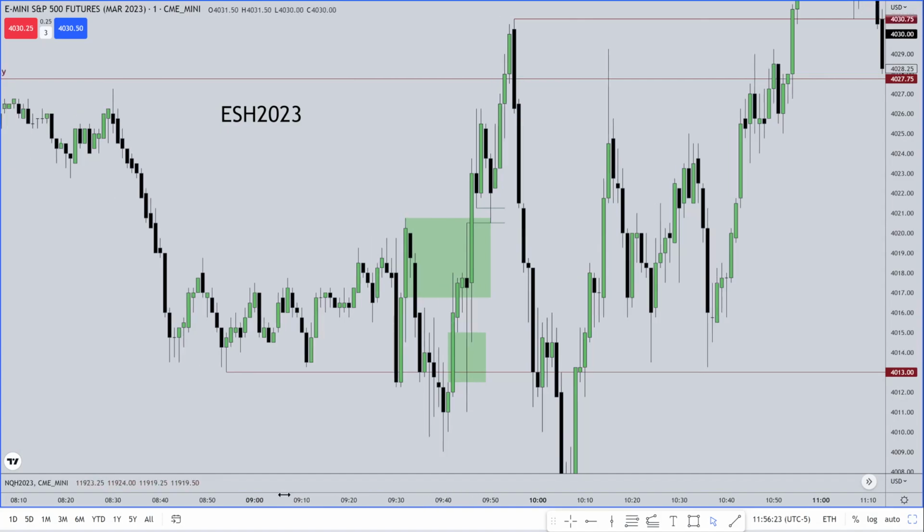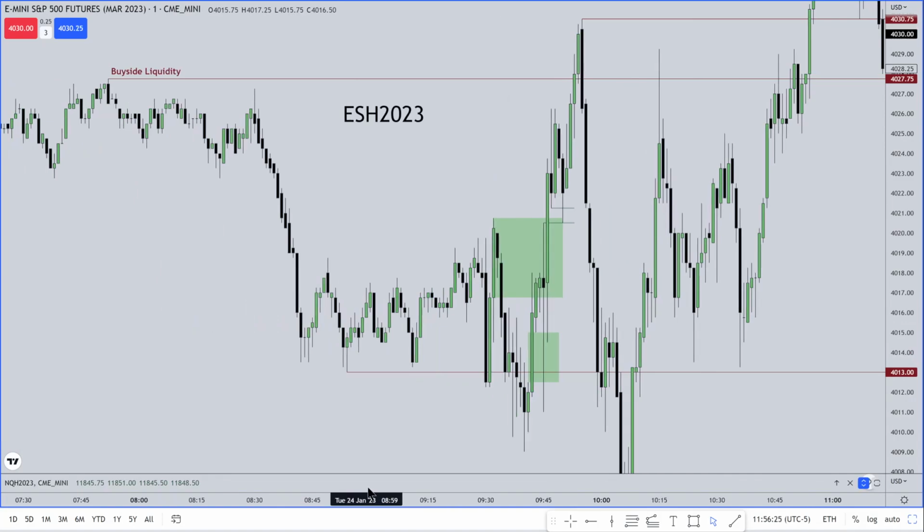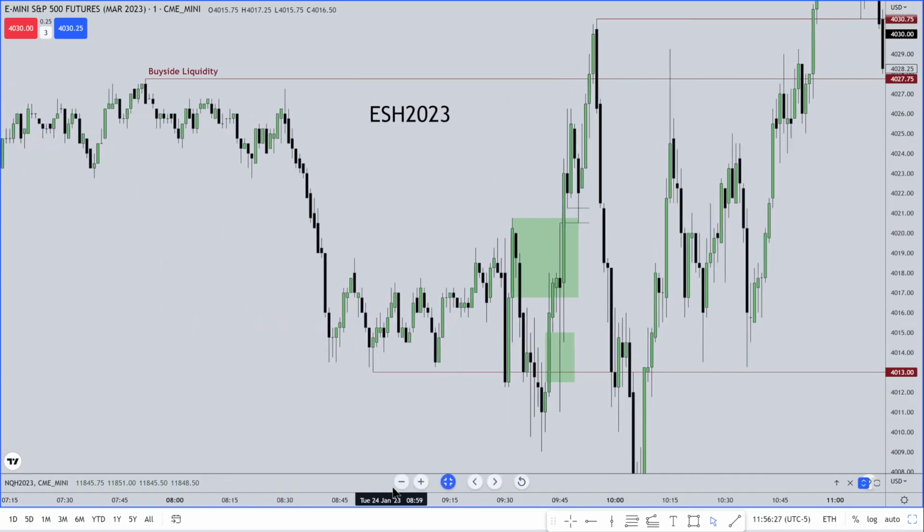My eye goes to where's liquidity. So the first thing I want to look for as I pan back is, is there a relative equal high, something smooth? Well, these highs are basically almost the same, right? So it feels like a ceiling.